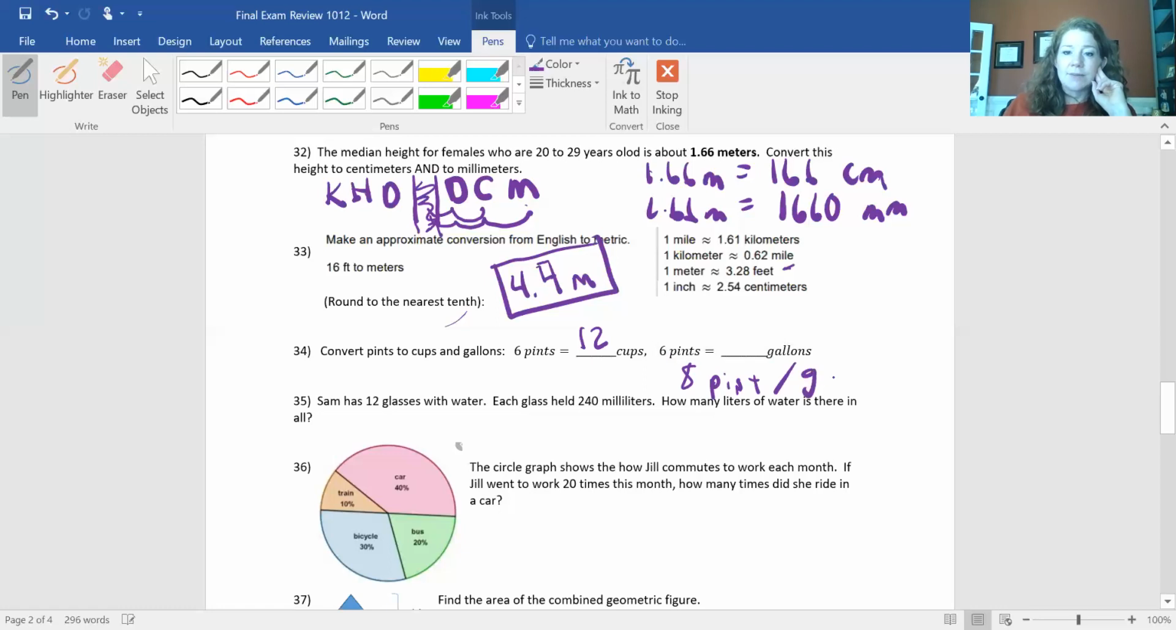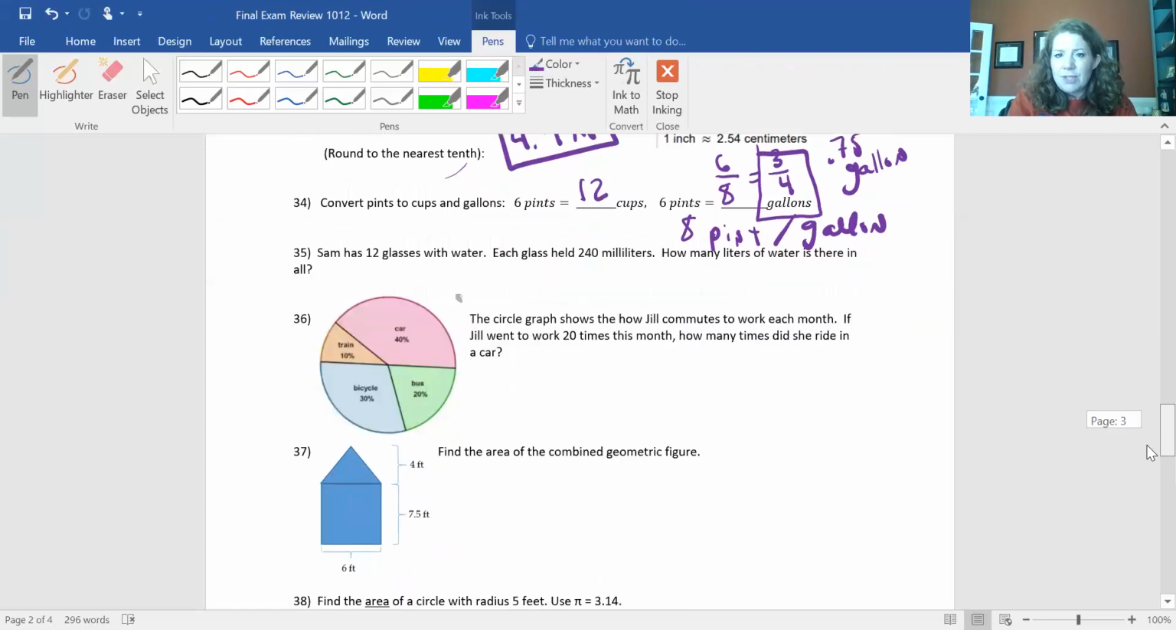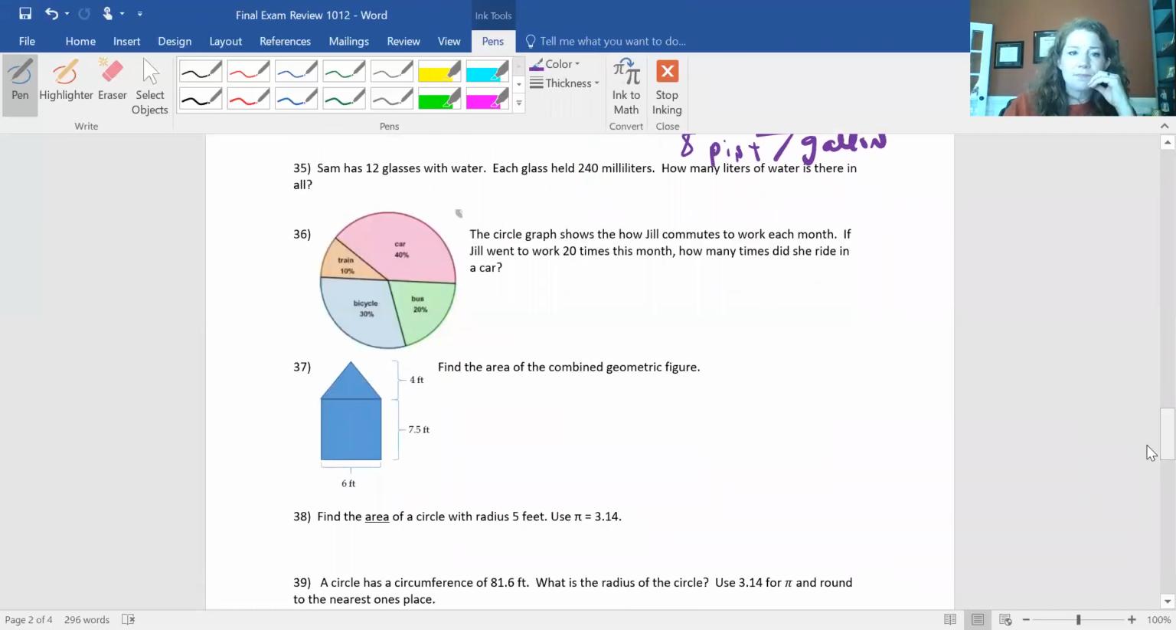per gallon, right? So if it's 8 pints for 1 gallon, 6 pints out of 8 is going to give us, divide both of those by 2, 3/4 of a gallon, or 0.75. That's 3/4 of a gallon, or 0.75 parts of a gallon. Okay. So the American Standard ones, you're just going to have to remember those.